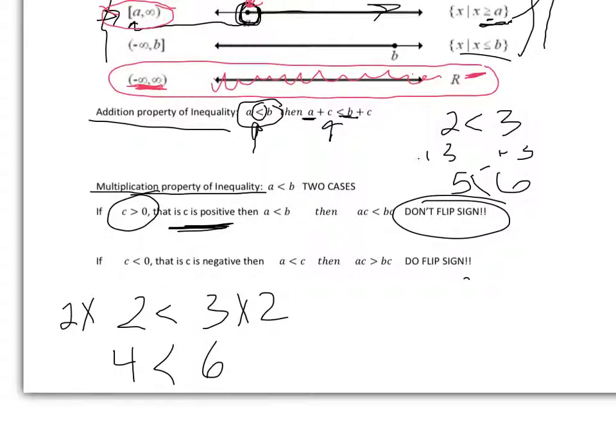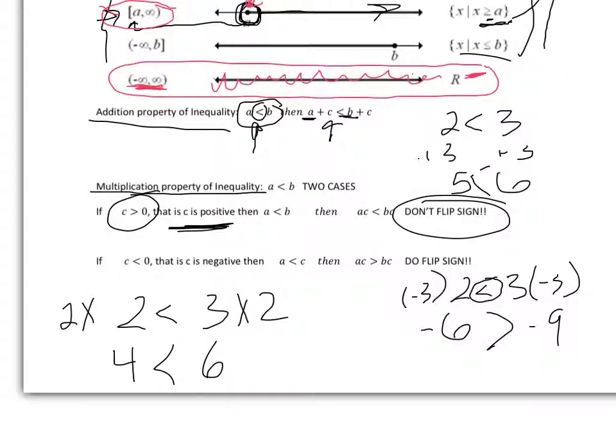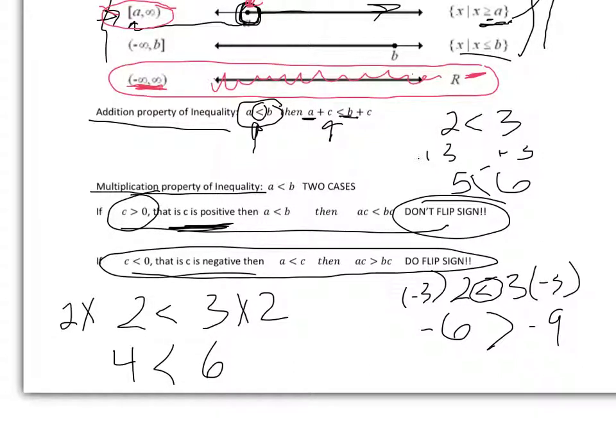But we all know that 2 is less than 3. If we multiply by a negative number, like let's go with negative 3, whatever we do to one side, we're doing to the other side, this is negative 6, this is negative 9. Well, negative 6 is a bigger number than negative 9, so notice we've had to flip the sign. So when we multiply by a positive, don't flip the sign. When we multiply by a negative, flip the sign.